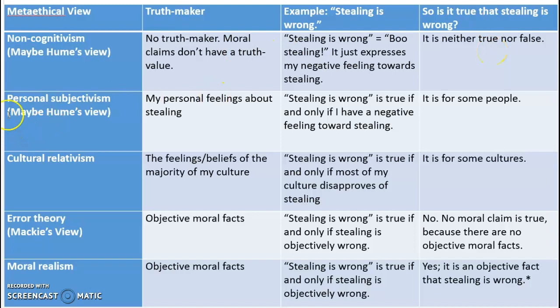Another view which is similar to that, but importantly different, is personal subjectivism. On this view, there is a truth maker for our moral claims, but it's not objective. It has to do with my personal feelings about stealing. So when I say stealing is wrong, that claim is true if and only if I have a negative feeling towards stealing. And so for those of us who do have a negative feeling towards stealing, it's true that stealing is wrong. It's not objectively true because the truth maker is just my own personal emotions, but it is true in a certain sense.